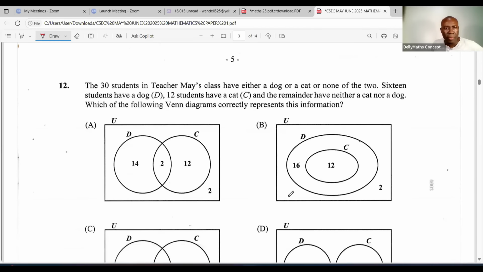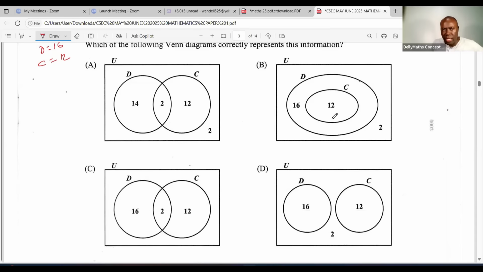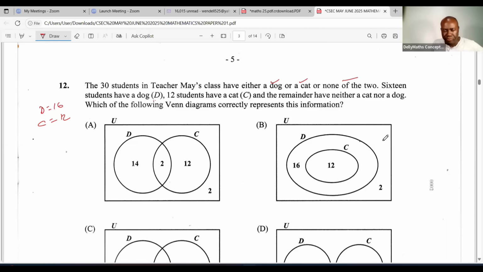Let's go to number 12. The 30 students in a teacher's class have either a dog or a cat or none of the two. So it's either they have a dog or a cat or none, all right? 16 of them have a dog. So you have to pay attention. We are looking at where D in total will be 16, C in total will be 12, and the remainder have neither. So those will be hanging on the outside. All right, no problem. We want to see which one of these Venn diagrams captures that.